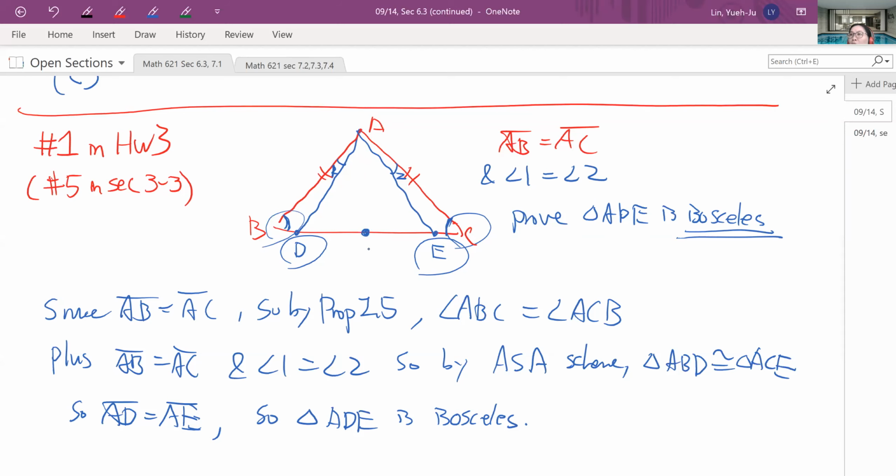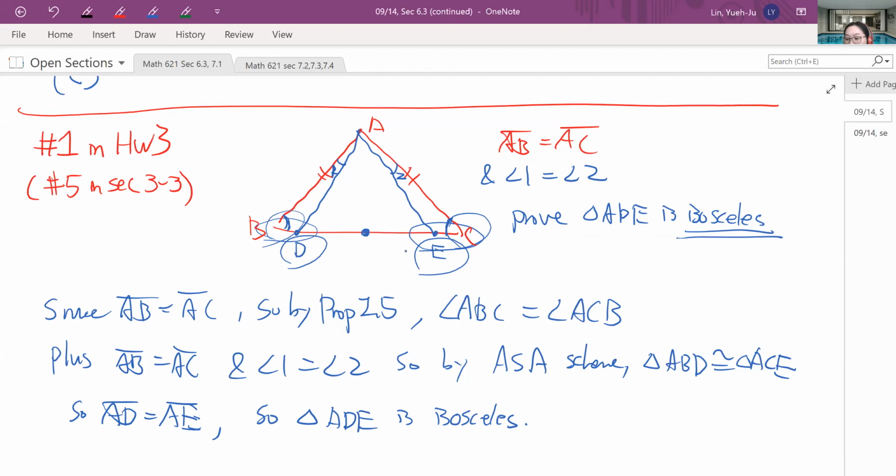So be careful. Oh, actually there's a common mistake. I do see a couple of students claim that BD is the same as CE just because angle 1 is equal to angle 2. This is not true, okay? You cannot say it's true just because the picture looks like it.